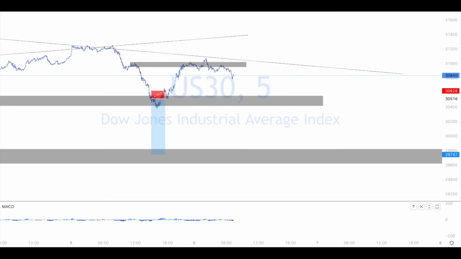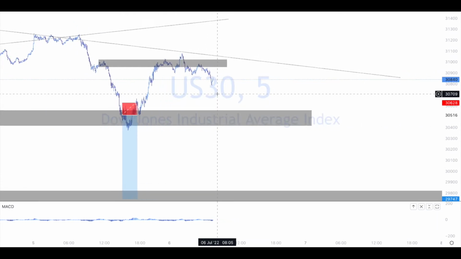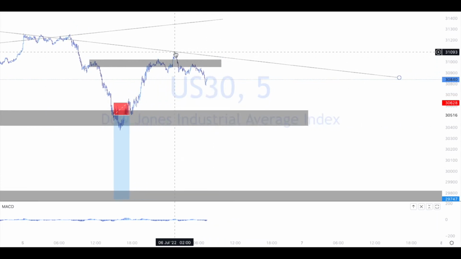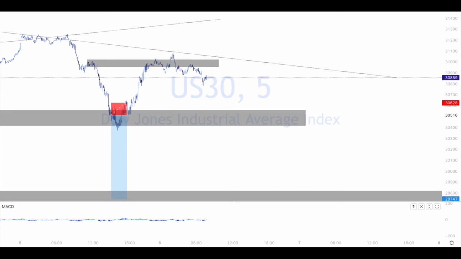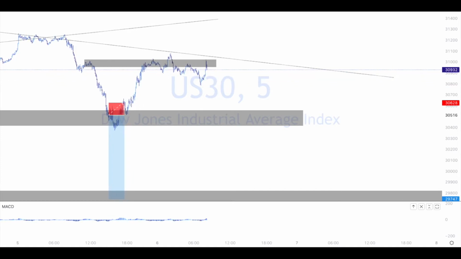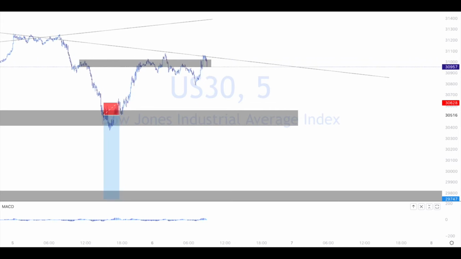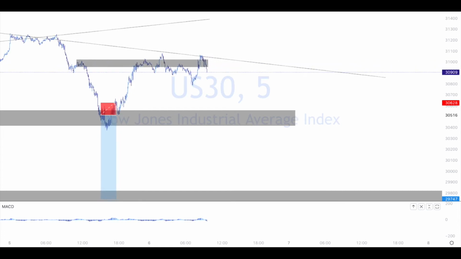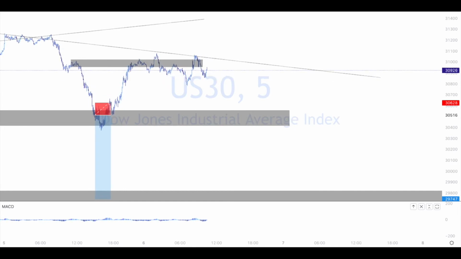Okay, this area might be suitable. Might be suitable. So why am I saying it could be suitable? Actually, I don't know. I'm still not sure. We're going to leave it alone, let it play out. Okay, let's see what it does.